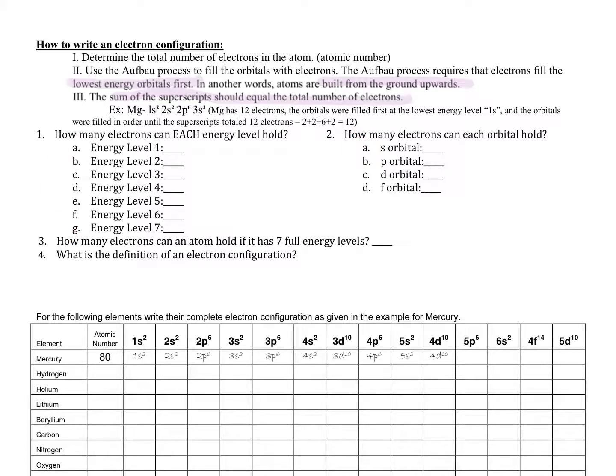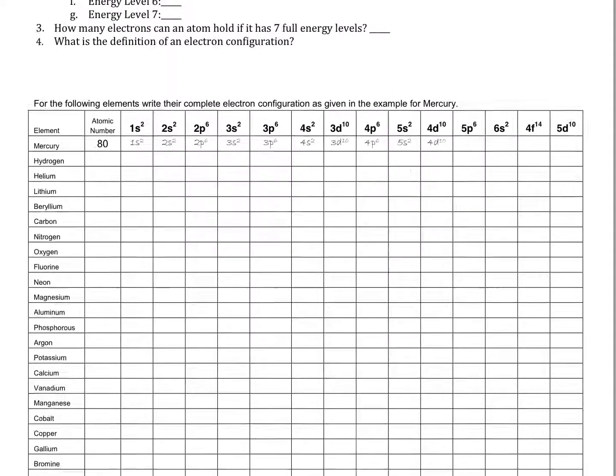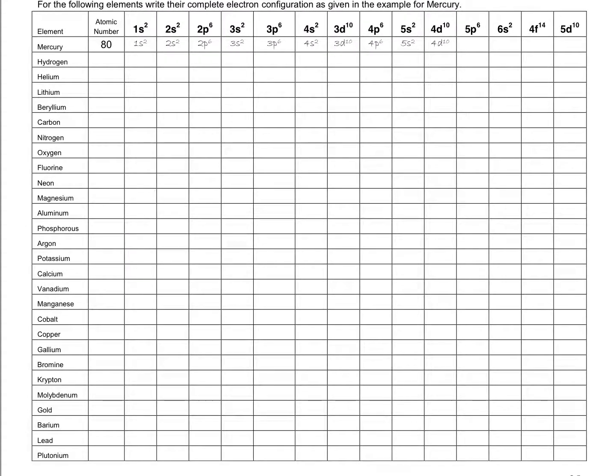Come back and answer these 4 questions, and then you'll fill in this table. I know the table seems very large and cumbersome, but you should see the pattern very quickly. I'll do 2 of them with you. How about fluorine? Fluorine has atomic number 9.